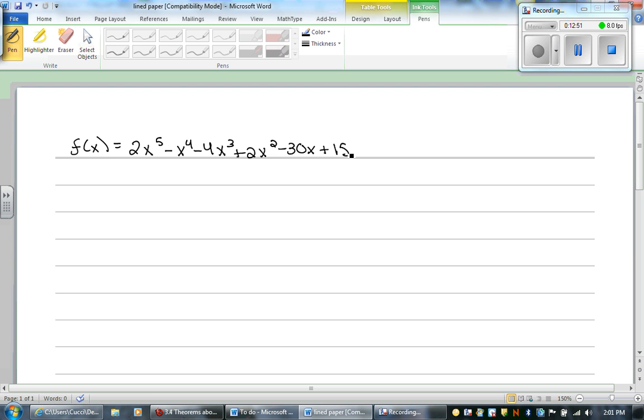All right, so we want to do all of our possibilities. We got to figure out that p over q, right? P again is all of the factors of your last term, which is 15. So plus and minus 1, plus and minus 3, plus and minus 5, and plus and minus 15. And q is the possibilities from your leading coefficient, plus and minus 1 and plus and minus 2.